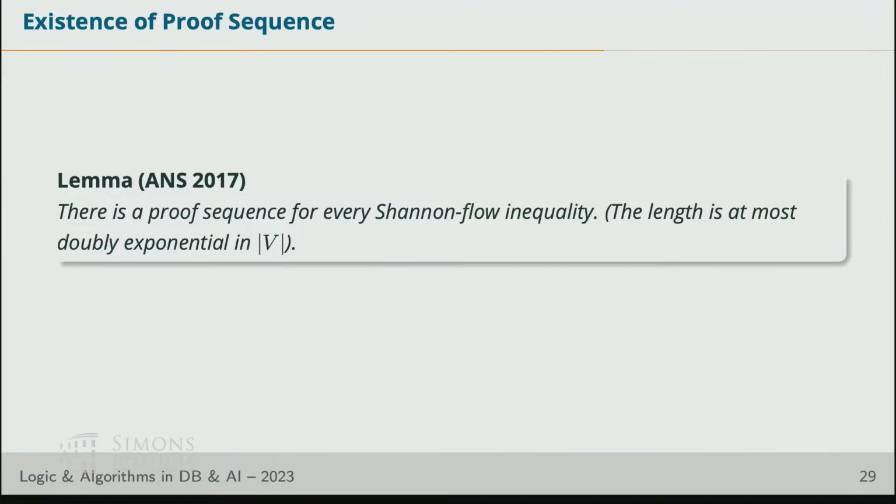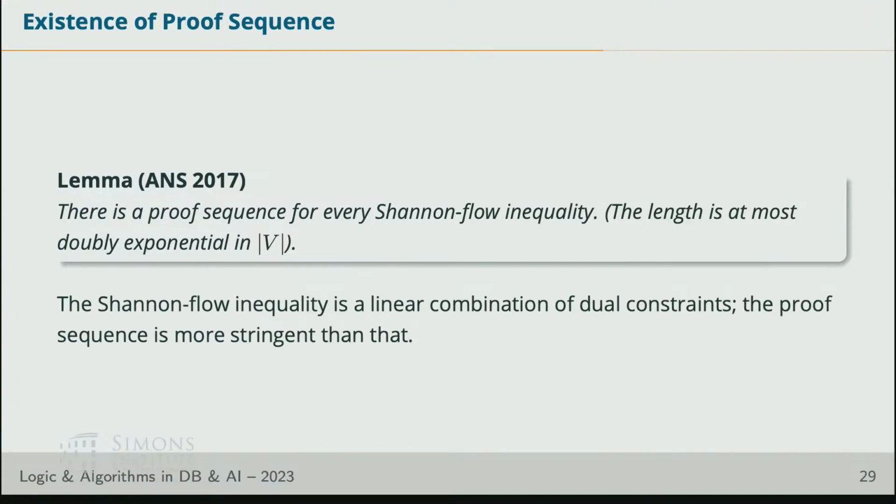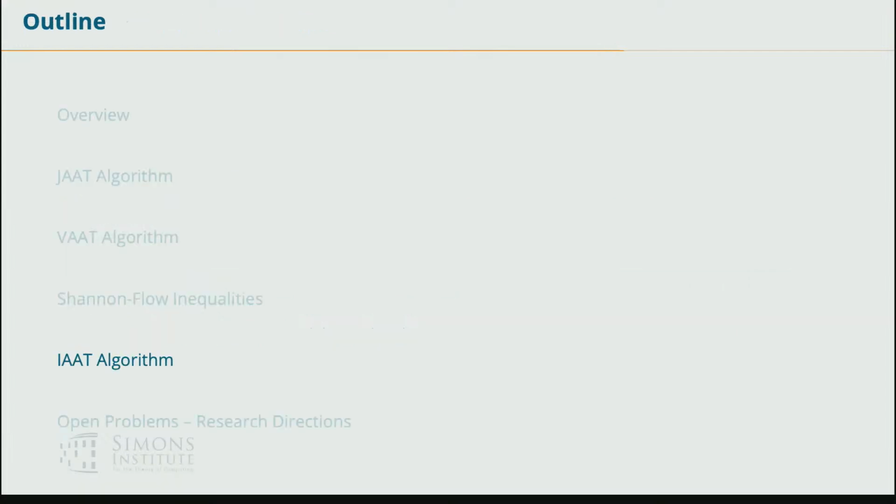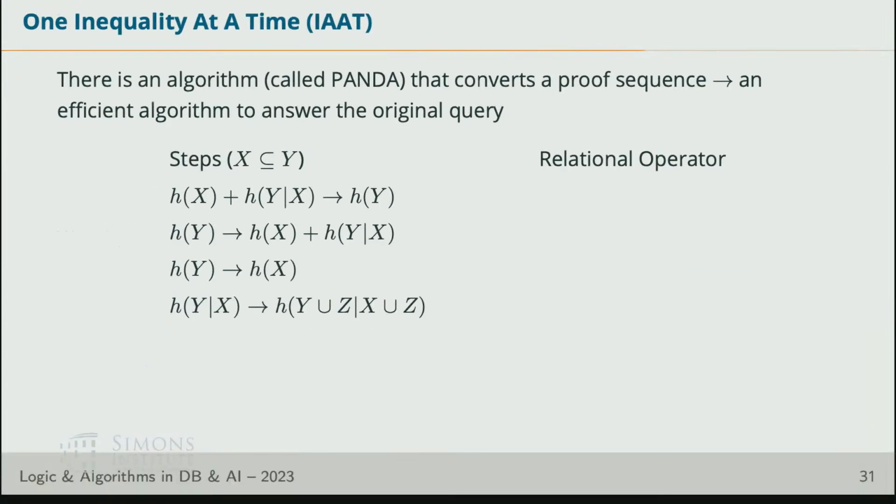Okay? But why does this have anything to do with join algorithms, right? So now let's go, proof is in the pudding. Let's go to join algorithms, which is the YAT algorithm. So the essence of the idea is the following. Given a proof sequence for the Shannon flow inequality, we'll come up with a join algorithm to compute the query. And it goes like this.